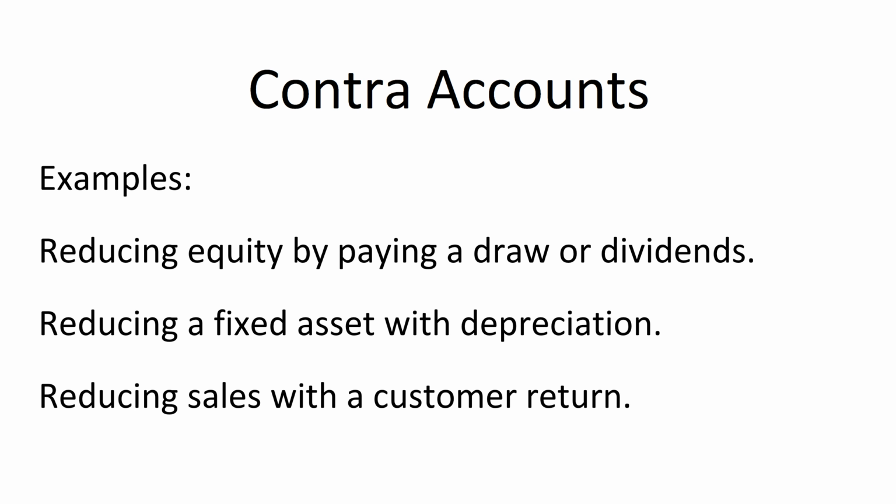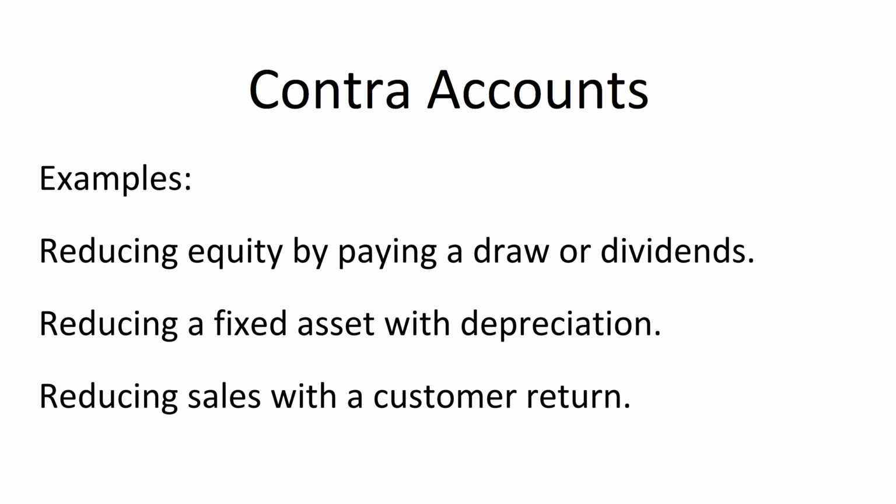So we're going to reduce equity by paying a draw or dividends. So the draw or dividends account, the draw would be a contra account to capital, and the dividends account would usually be a contra account to common stock or a reduction in retained earnings. And so when we pay that dividend, we're going to credit cash, but we're going to debit either the draw or the dividends account, which that debit in the contra account is going to reduce the overall credit balance in the parent equity account. That one's a little bit difficult, but let's go on to the next one.